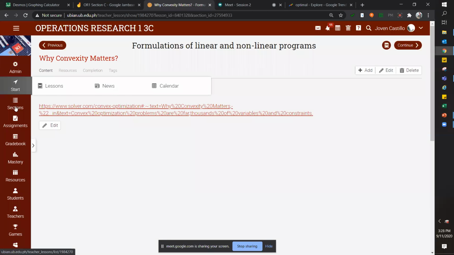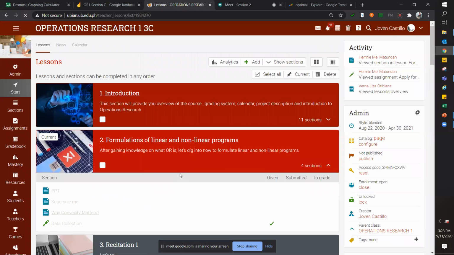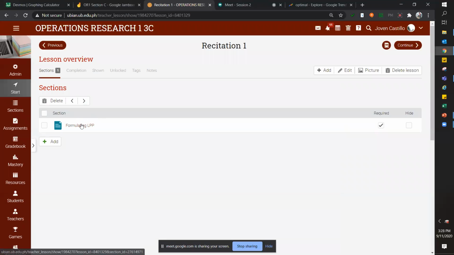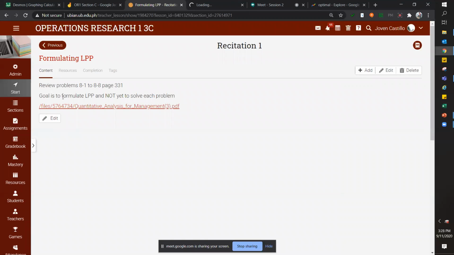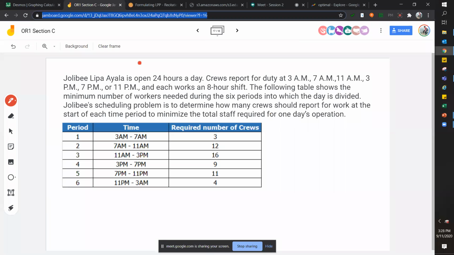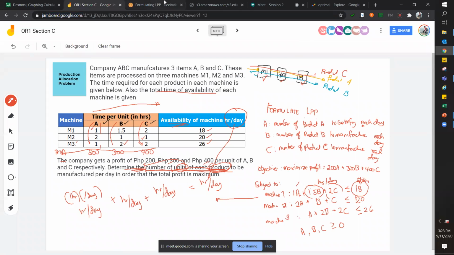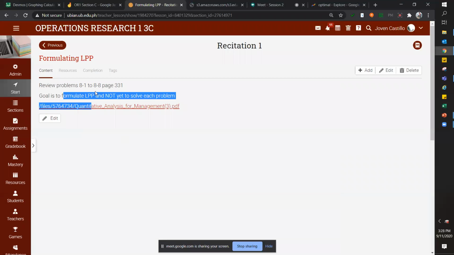Magkakaroon tayo ng recitation. And that recitation, it will be randomly picked. Or the first one is, that is a groupings po. Ito, check nyo lang po yung book na yan. So once again, the instruction is to formulate LPP. You have to formulate a linear programming problem kagaya ng ginagawa natin dito sa Jamboard. Yan, you have to formulate this one. Ngayon, ayan, just look for page 331, 81 to 88.